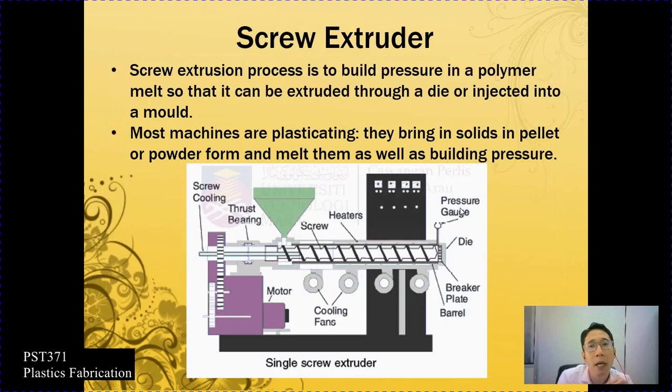Okay. Next, we go to the screw extruder. Okay, screw extruder kita akan cover banyak. What varieties of screw extrusion machines. Okay. For different types of product that commonly used in industry and to produce our daily life products. Okay. Screw extrusion process to build a pressure in polymer melt, so that it can be extruded through a die or injected into a mold. Most machines are plasticating. They bring in solids in pellet or powder forms and melt down, as well as building a pressure.